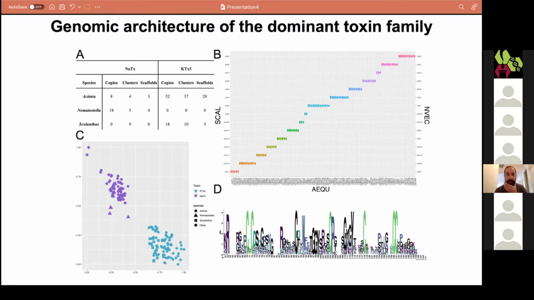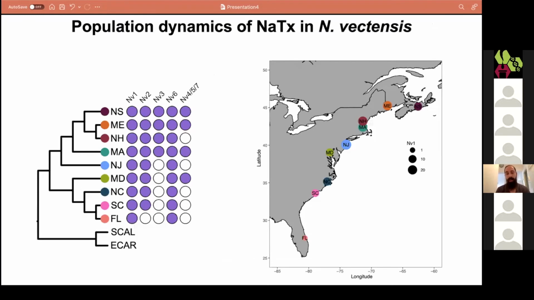Once we explored the macroevolution of sea anemone venom, we wanted to explore this at the microevolution, or ecological, scale. So we looked into Nematostella vectensis across different populations. We generated transcriptomes from 9 different populations and found that they have very strong population structure, clustering largely according to their geographic location, with clear northern and southern clustering.